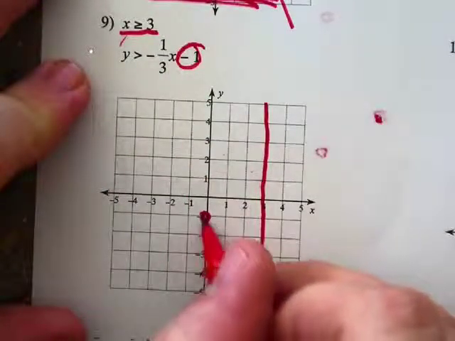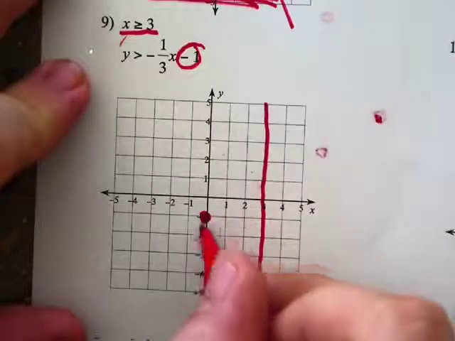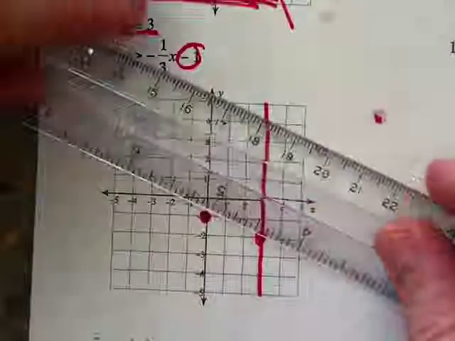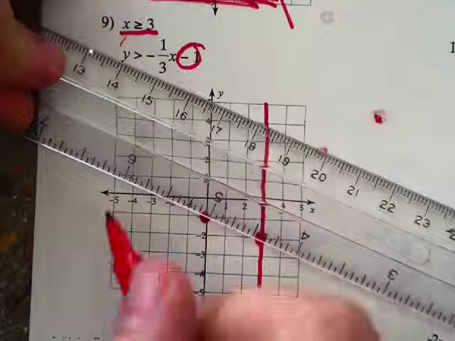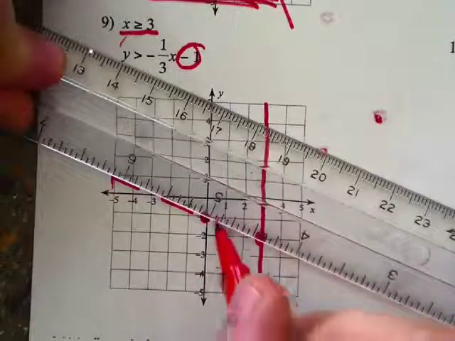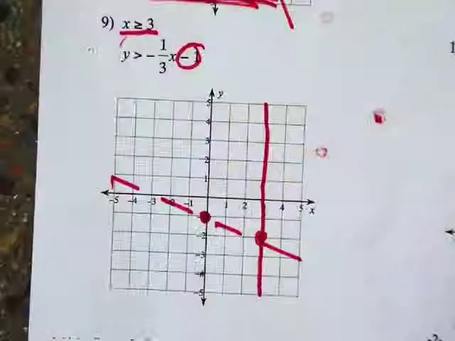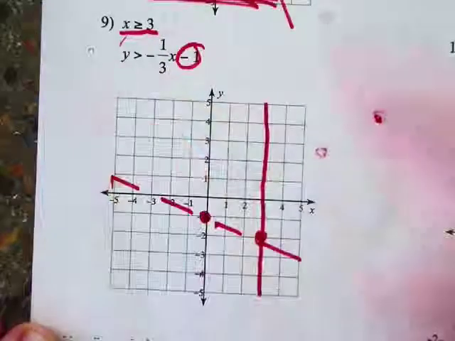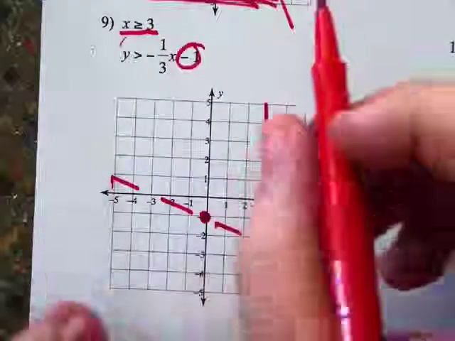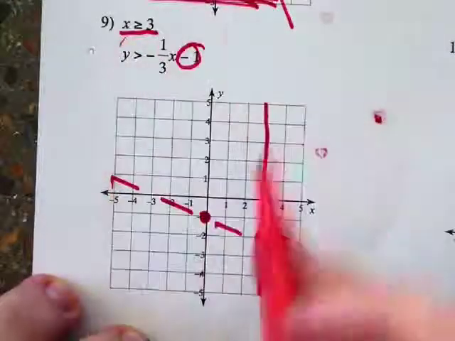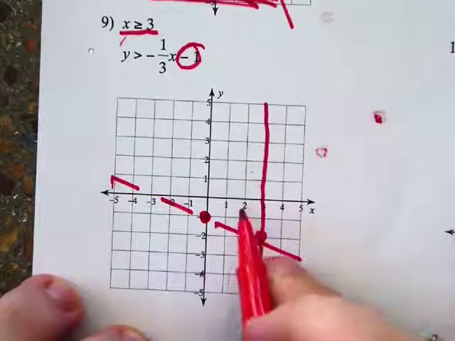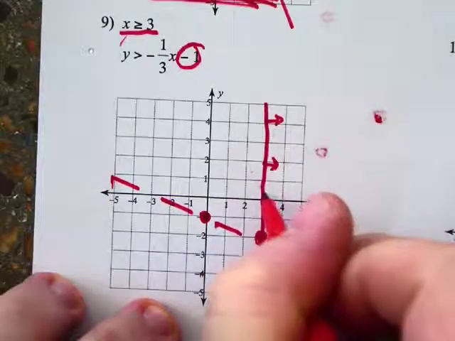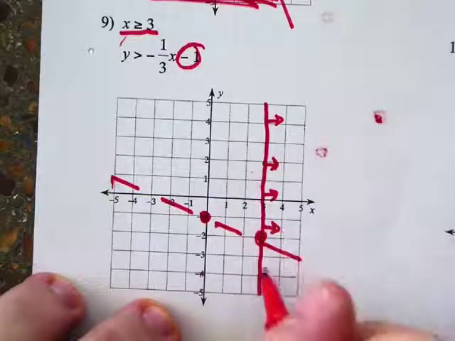Y-intercept is negative 1. Then it goes down 1 over 3, so down 1 over 1, 2, 3, and so on. Okay, and that is a dashed line. Okay, we know it's dashed because there's no line underneath the inequality like there is up there. Okay, now we got to figure out what to shade. X needs to be bigger than 3. Which number is bigger than 3, 2 or 4? 4 is bigger than 3. I draw an arrow and say, okay, that needs to be shaded that direction.